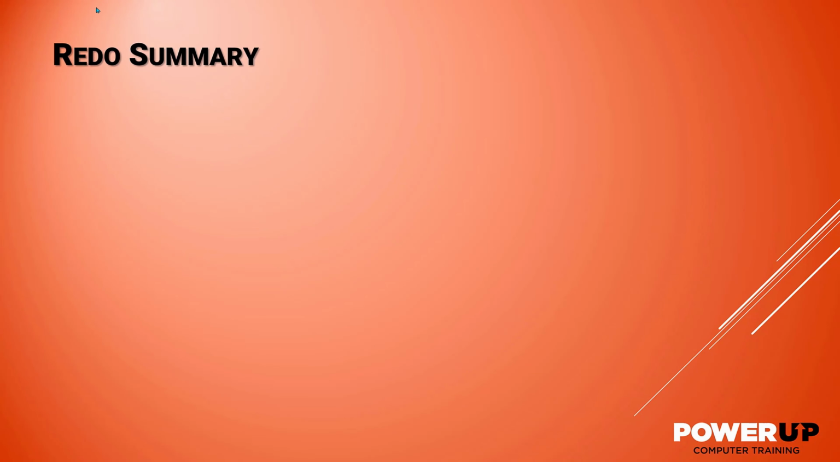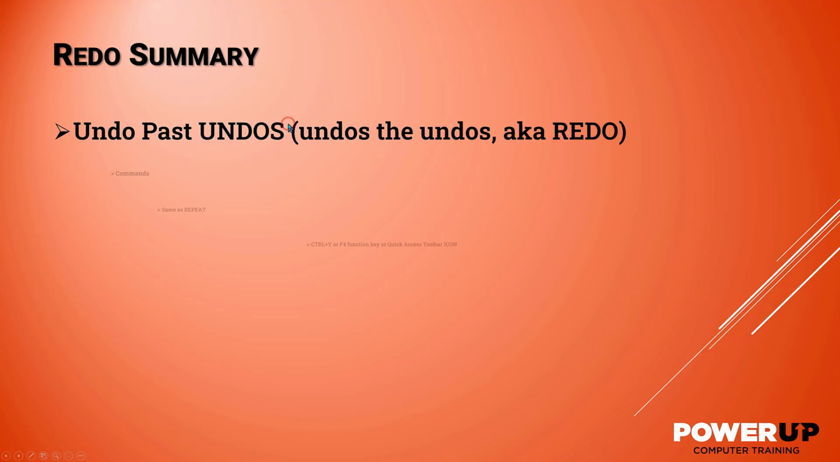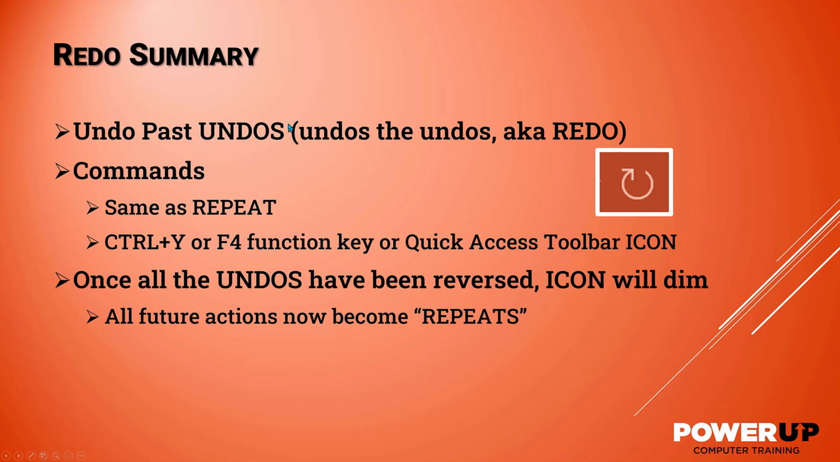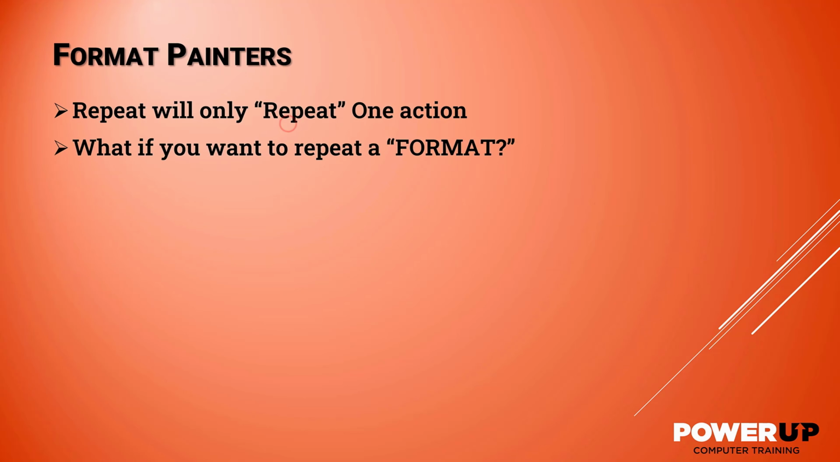So in summary, the redo command will undo previous undos. It uses the same command as repeat. And once all the undos have been undone, the icon will dim and all future icons will simply be repeats. So those are handy commands, but they don't solve the problem of wanting to repeat all the formatting from one object to the next. So to fix the repeat format issue, we need to look at the Painter tool.